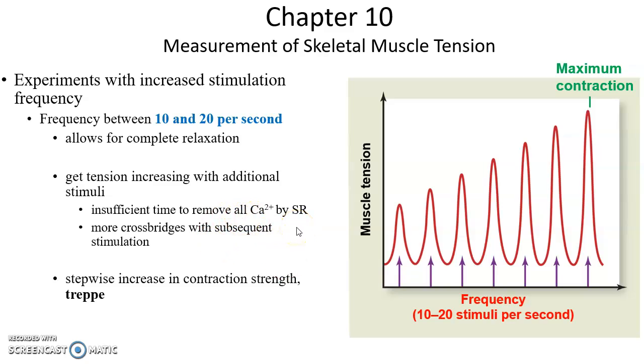So there are more cross bridges being formed when the next voltage is generated. And this is referred to as treppe. Treppe is increased contraction strength using the same amount of voltage because of the speed of the frequency.